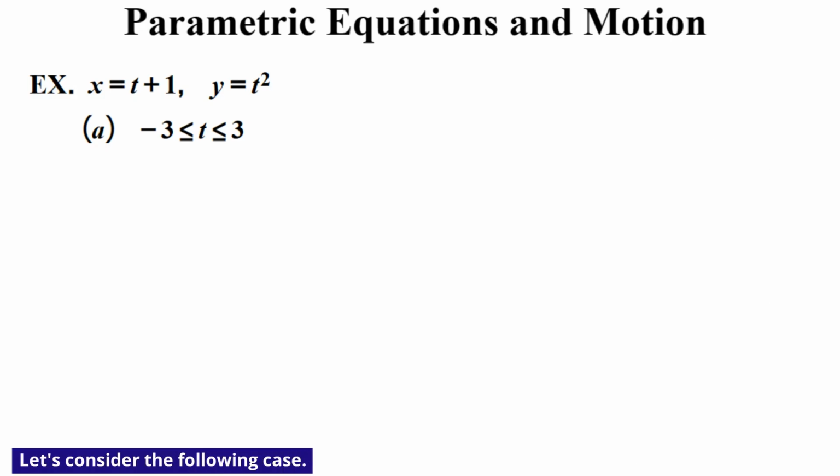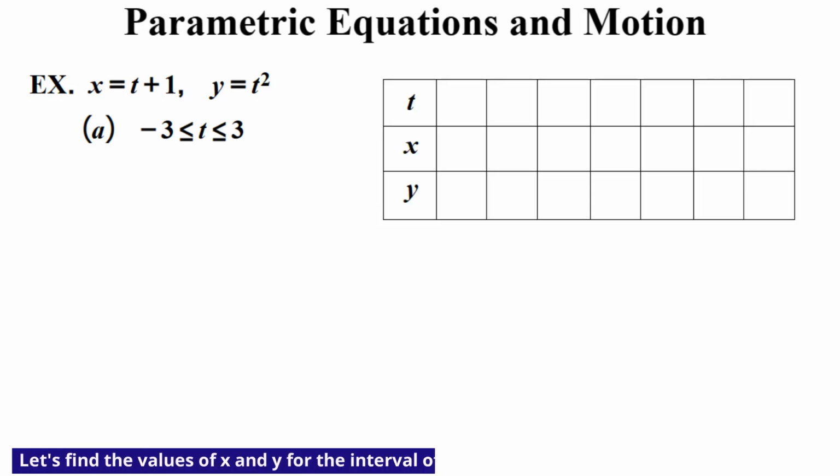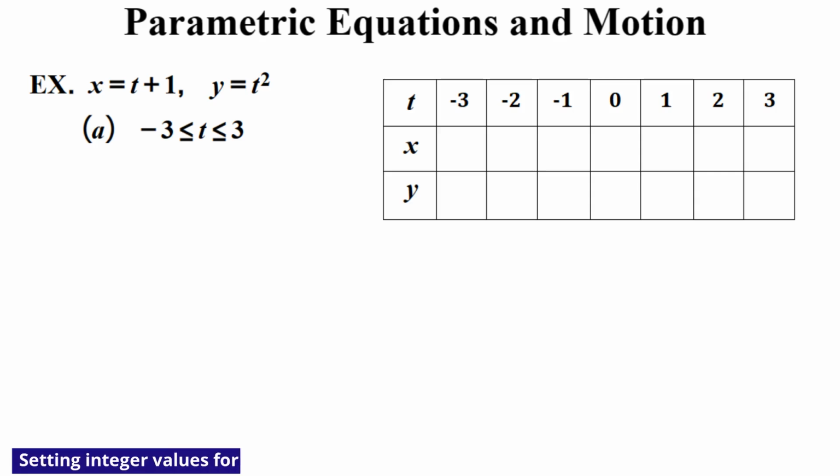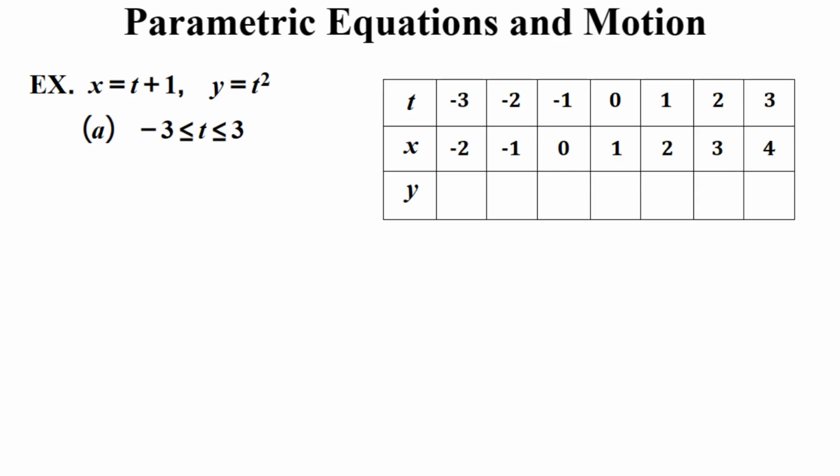Let's consider the following case. x equals t plus 1, y equals t squared. Let's find the values of x and y for the interval of t from -3 to 3, setting integer values for t. Find x values. Find y values. Plot the graph.